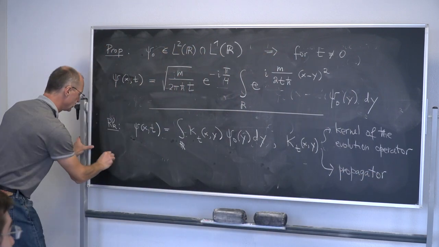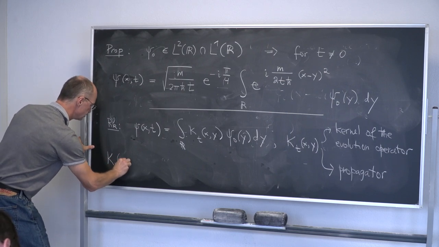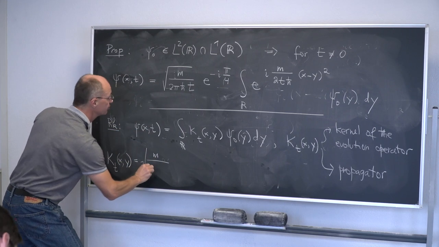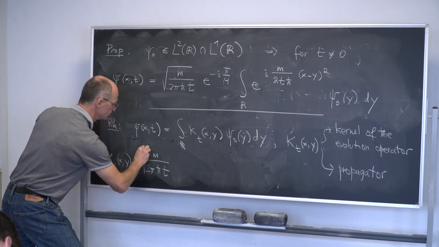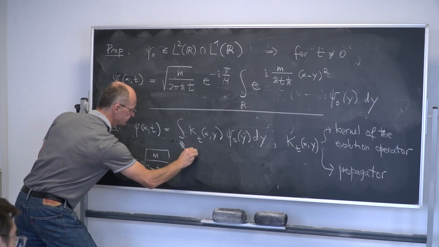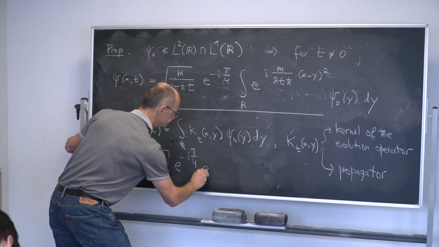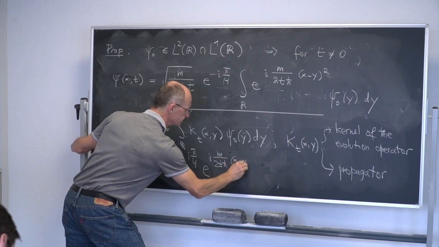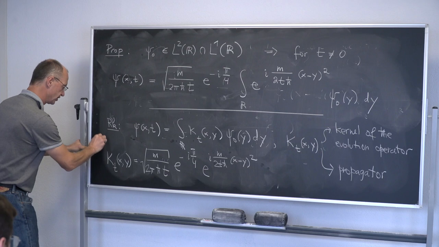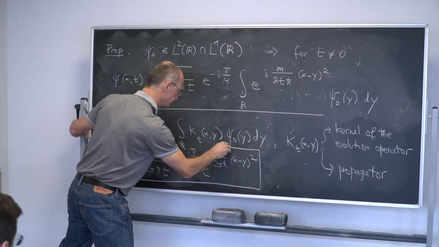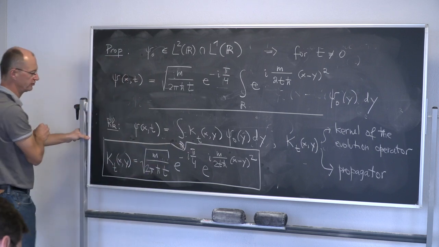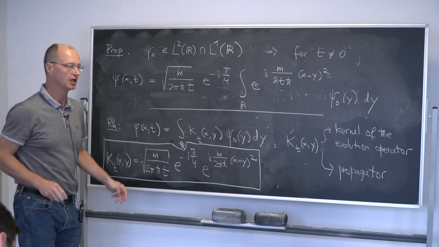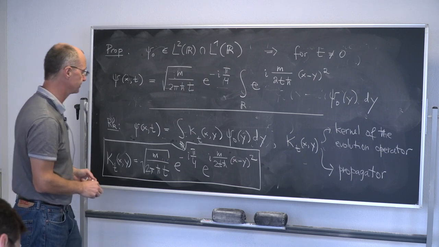Of course, from here we can read what this kernel is. You just need to copy parts of the formula, everything with the exception of the integral. Yeah, so that's the kernel for the quantum free particle. And as I say, this formula is basically the springboard for defining Feynman path integrals.